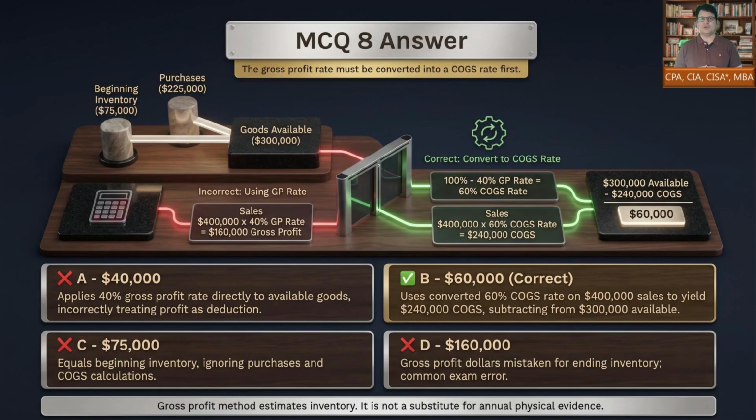A applies the gross profit rate incorrectly. C leaves beginning inventory unchanged. D is estimated gross profit, not ending inventory. The gross profit method estimates inventory, but it does not replace annual physical evidence.